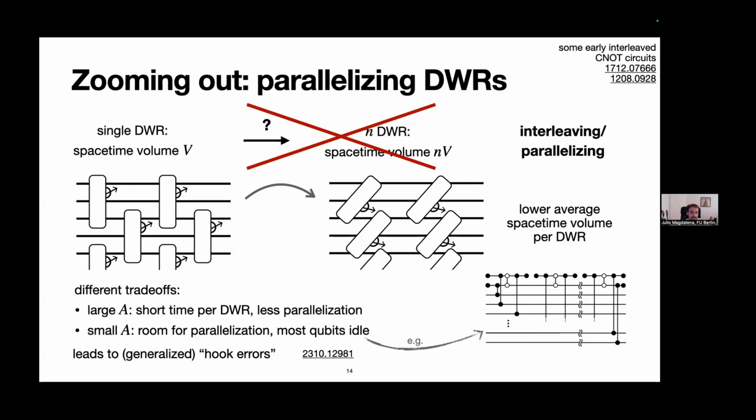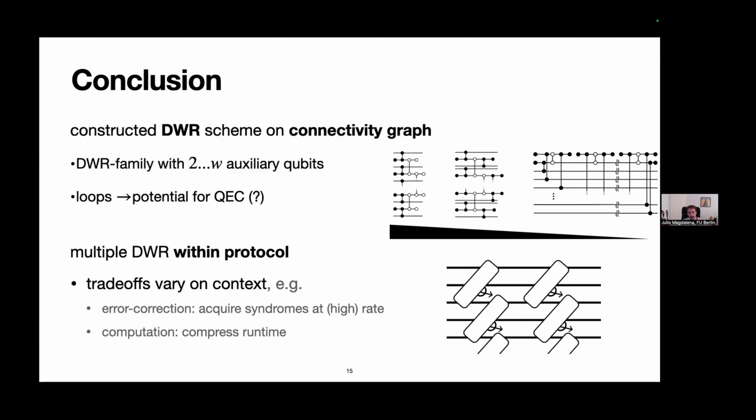This paper I showed here, from October two years ago, is from Microsoft. They do it for a very specific code, for surface code based quantum computation, but I would like to see some more general treatment of this. Okay, so let me conclude.